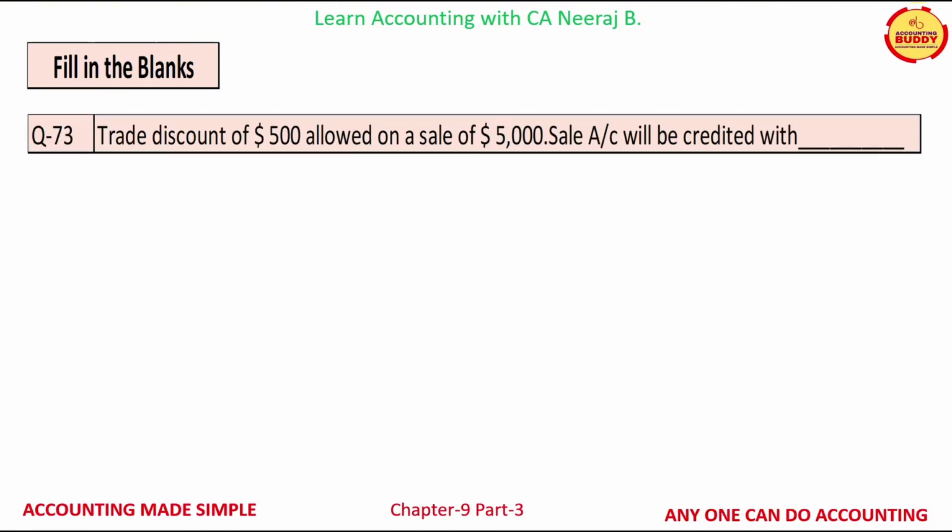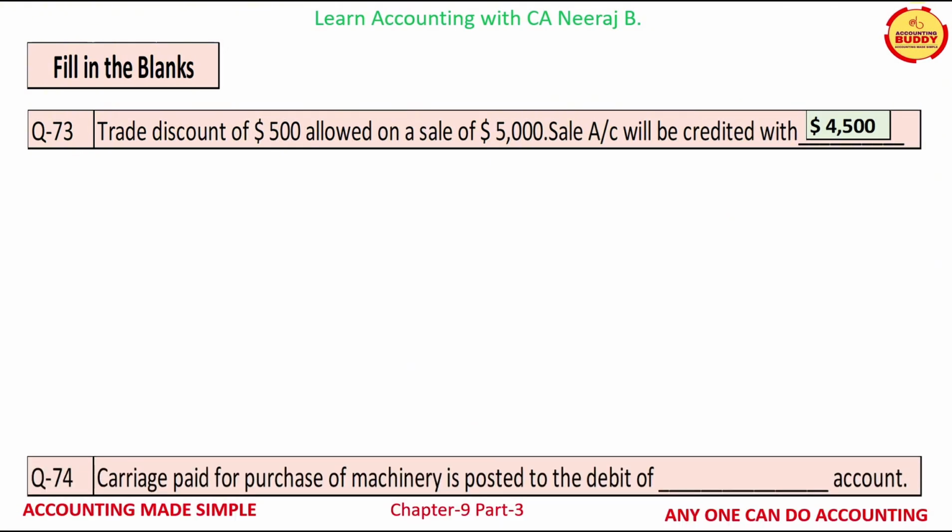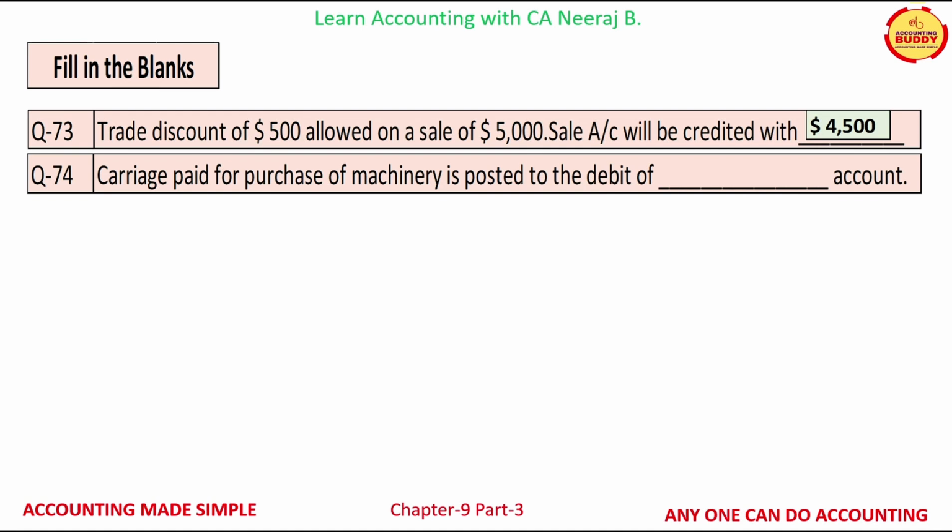Question number 73 is, trade discount of $500 allowed on a sale of $5,000. Sales account will be credited with dash amount $4,500, because the trade discount is not accounted for in the books of accounts. Question number 74, carriage paid for purchase of machinery is posted to the debit of dash account, and the correct word is machinery account.